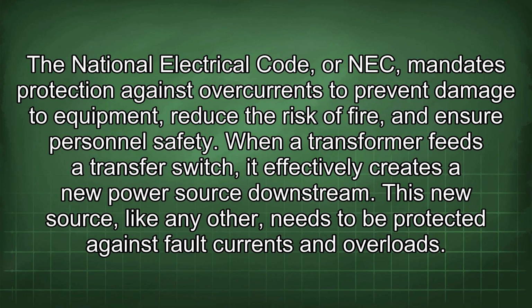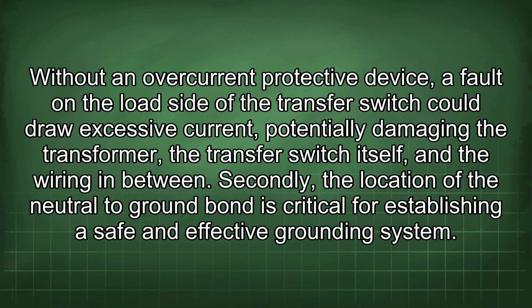When a transformer feeds a transfer switch, it effectively creates a new power source downstream. This new source, like any other, needs to be protected against fault currents and overloads. Without an overcurrent protective device, a fault on the load side of the transfer switch could draw excessive current, potentially damaging the transformer, the transfer switch itself, and the wiring in between.